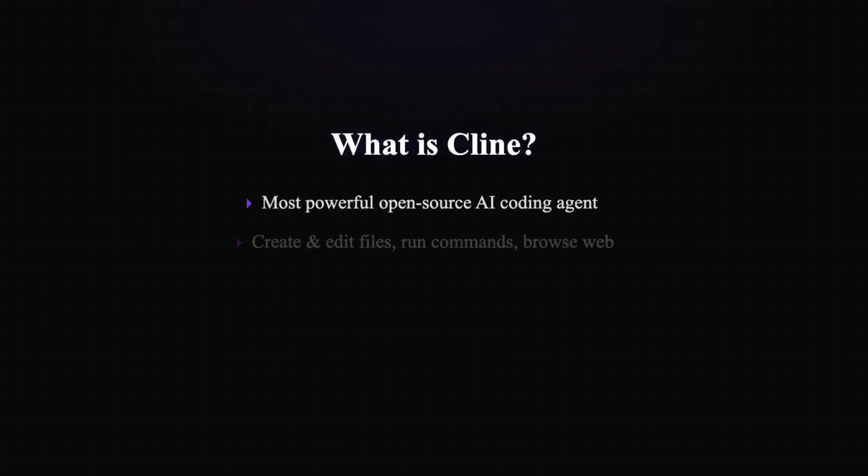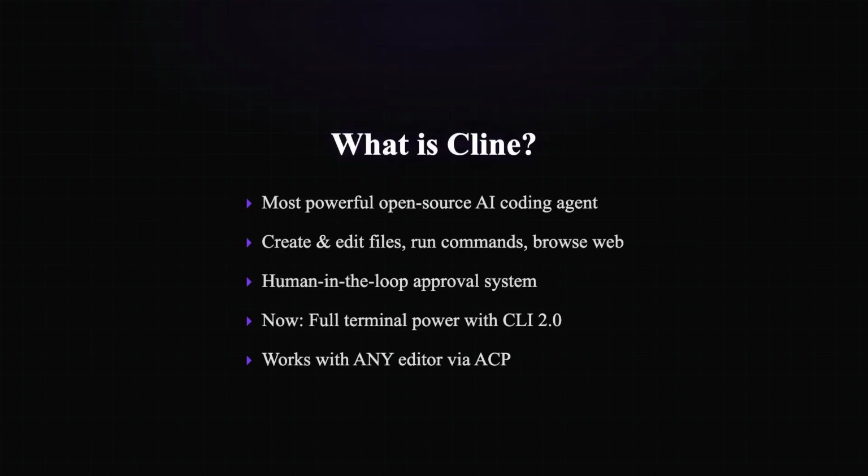For those who don't know, Cline is one of the most powerful open source AI coding agents out there. It started as a VS Code extension that could create files, edit code, run terminal commands, even browse the web, all while asking your permission every step of the way. Now with CLI 2.0, they brought all of that power to the terminal.